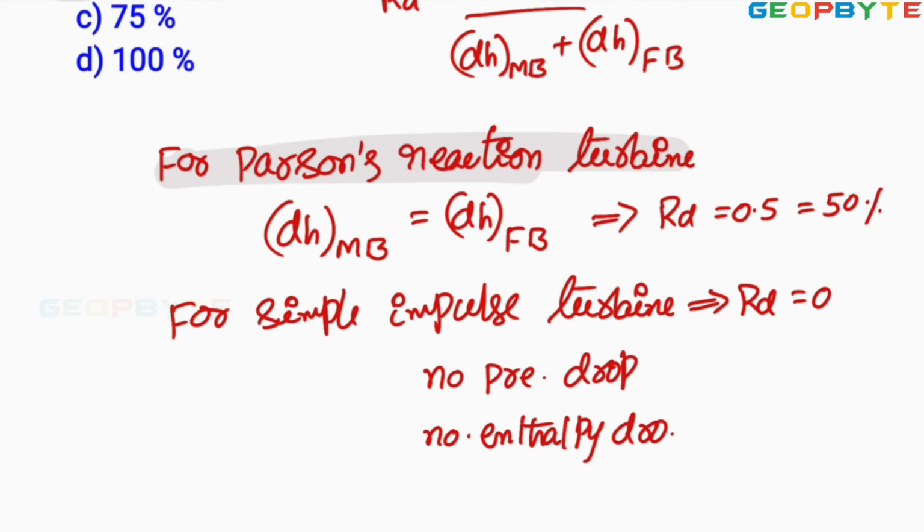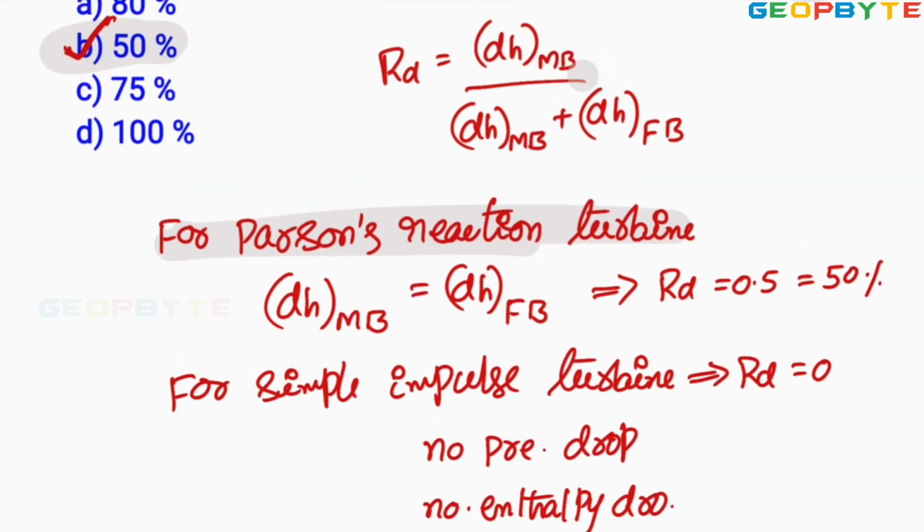Since the degree of reaction is measured in terms of enthalpy drop, which is absent for the case of a simple impulse turbine, that is the reason the degree of reaction for a simple impulse turbine is 0. I hope you clearly got my point. Let us take the next problem.